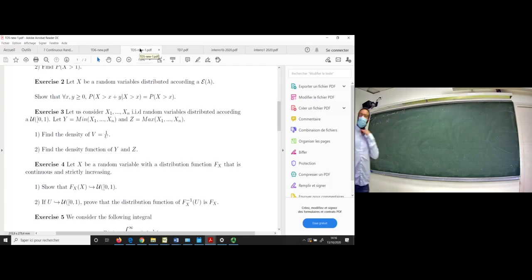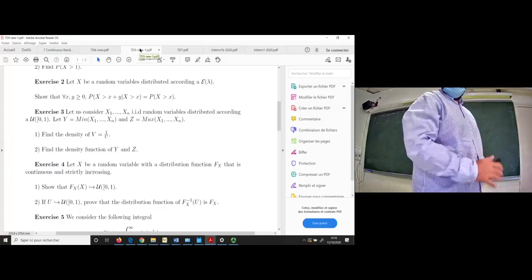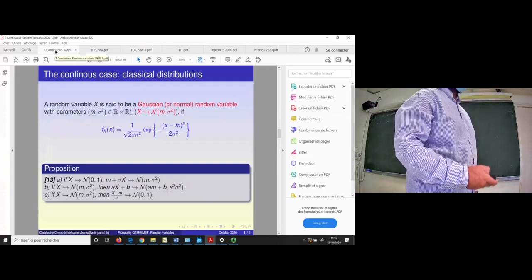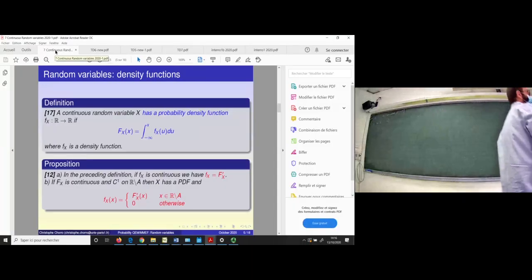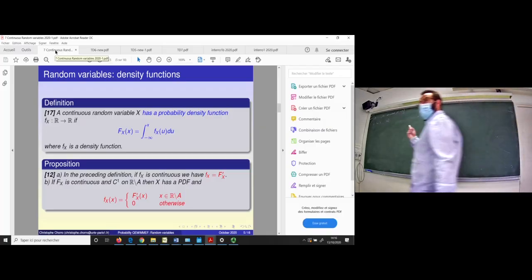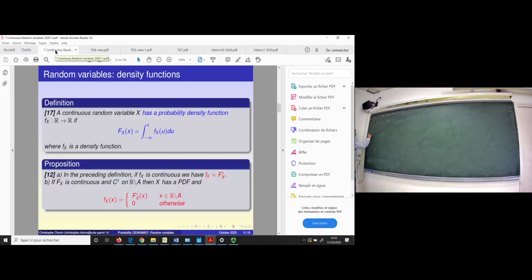So a priori, if I want to find the density function, the methodology I will use is always the same. I try to find the distribution function and then compute the derivative of the distribution function in order to find its density. Okay? So let's have a look at the distribution function of y. It's the probability that y is less than x. Okay? Where y is the minimum.